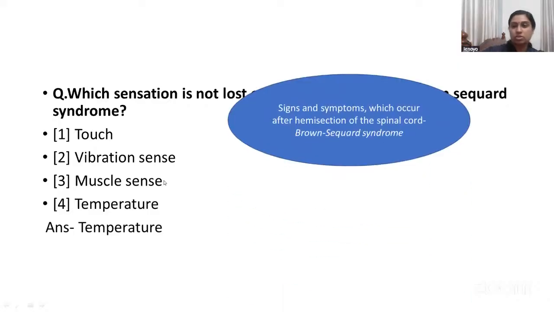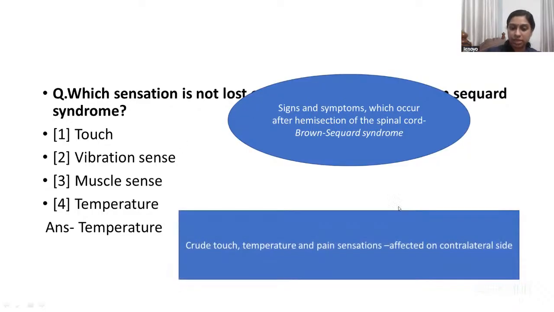So basically, what is Brown-Sequard syndrome? That's the signs and symptoms which occur after hemisection of the spinal cord, which we will discuss later in this session. Crude touch, temperature, and pain sensations are affected on the contralateral side, i.e. when there is a Brown-Sequard lesion on the right side, the patient feels pain on the left side, the contralateral side. Usually some penetrating injury and injuries like that cause this Brown-Sequard syndrome.